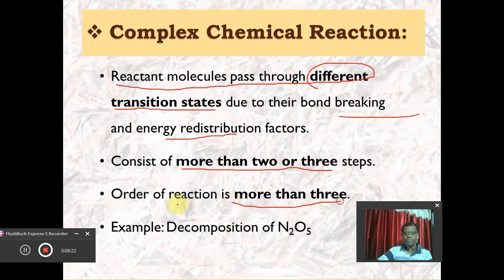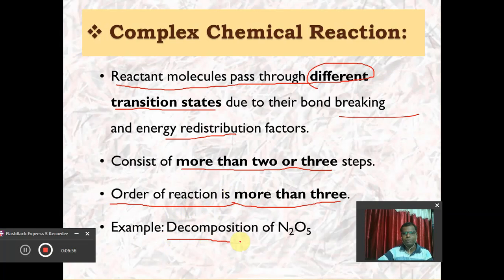Or another way by which we can define the complex reaction: a reaction whose order is greater than 3 is also called a complex reaction, because we already know what zero order, first order, and second or third order reactions are. Whenever the order of a reaction becomes greater, it becomes a complex reaction. It is not a simple reaction, and in the case of a complex reaction, it is very difficult to define the mechanism of the reaction as well as the rate of reaction.